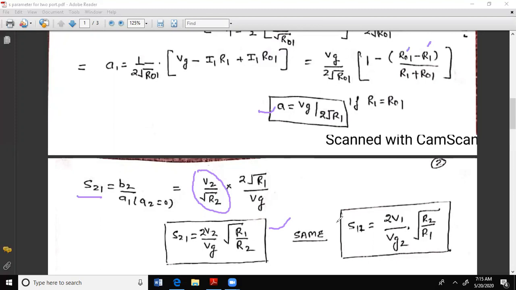Okay, same when you calculate the reverse transmission coefficient S12, with the analogous: B2 is replaced by B1, Bg is replaced by Bg2, R1 is replaced by R2 and R2 by R1. So this is 2V1 by Bg2 into root of R2 by R1. So using these four equations, S11 and S22 are found with the input reflection and output reflection coefficients, just the case of the reflection variable, while S21 and S12 are found with the help of these formulas.